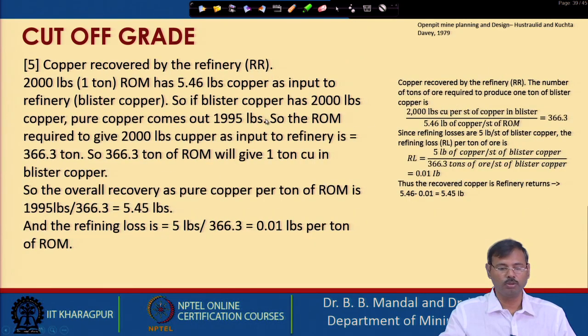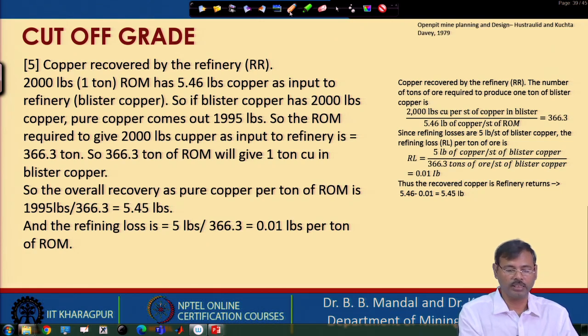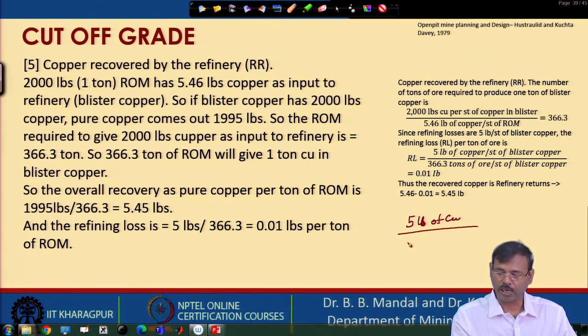Now, let us look into what is happening in the refinery. Refinery, again it is told that there is a loss of 5 pound of copper per ton of copper in the blister copper. So, the loss is 5 pound of copper per 2000 pound of copper in blister copper, or you can say the smelter output.